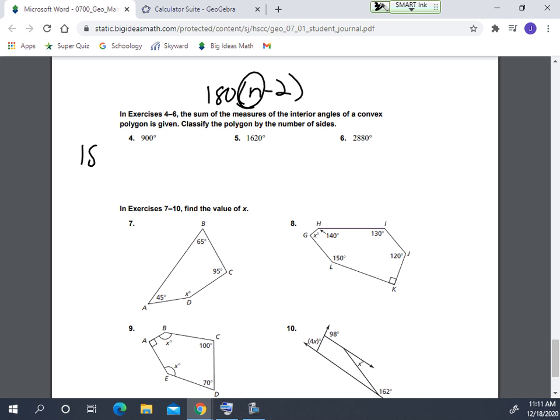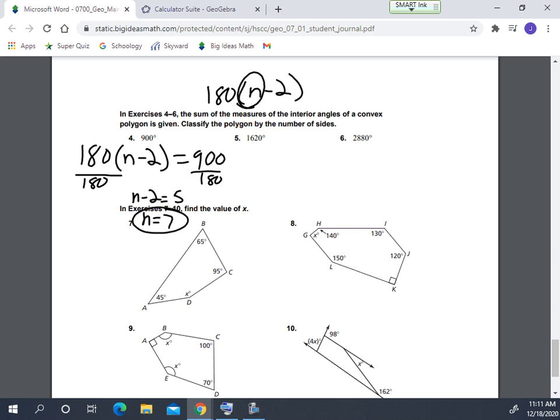So we can set this equation equal to 900 and then solve for n. We divide by 180, divide by 180. We get 5, so n minus 2 equals 5. And then add 2, we get n is equal to 7. And if we went back up to our table, we know that a 7-sided figure adds up to 900. Sweet.